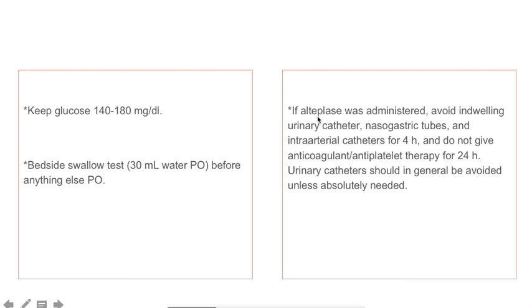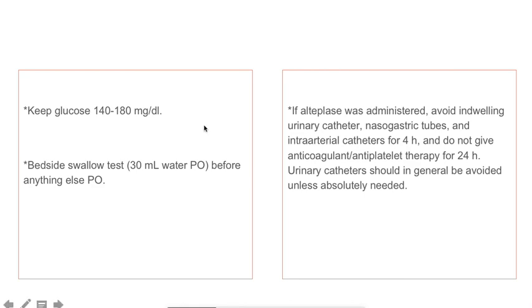Okay, and so this is also important. If alteplase was administered to patients that were candidates, you should avoid indwelling catheters, nasogastric tubes, and intraarterial catheters for the following 4 hours, and not give anticoagulants or antiplatelet therapies for up to 24 hours. And urinary catheters are only to be used if they are absolutely needed.